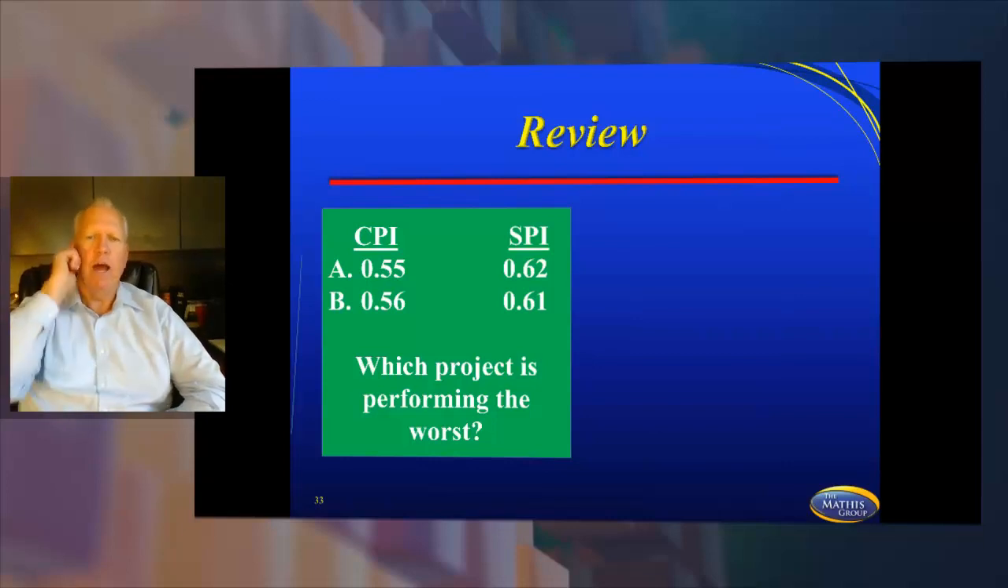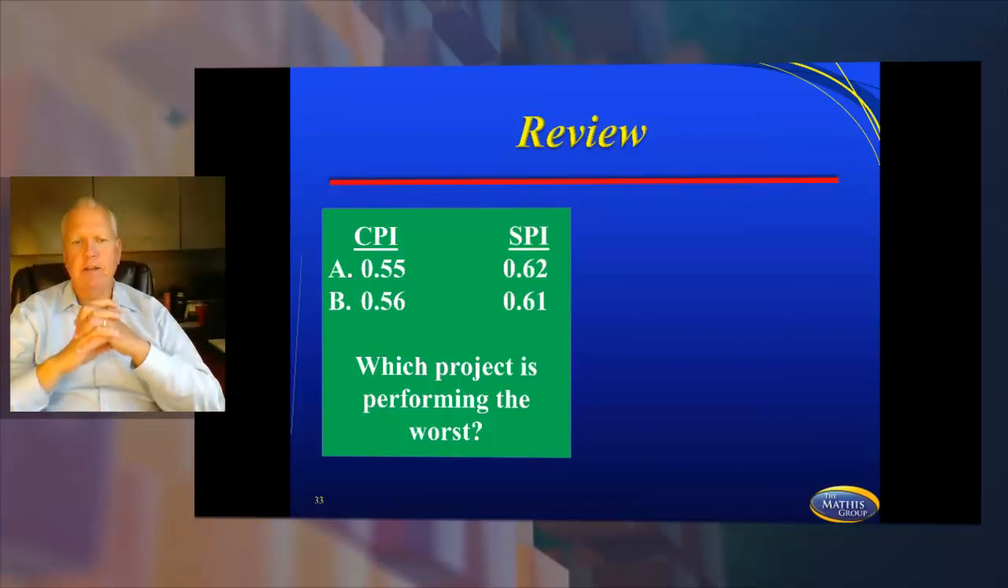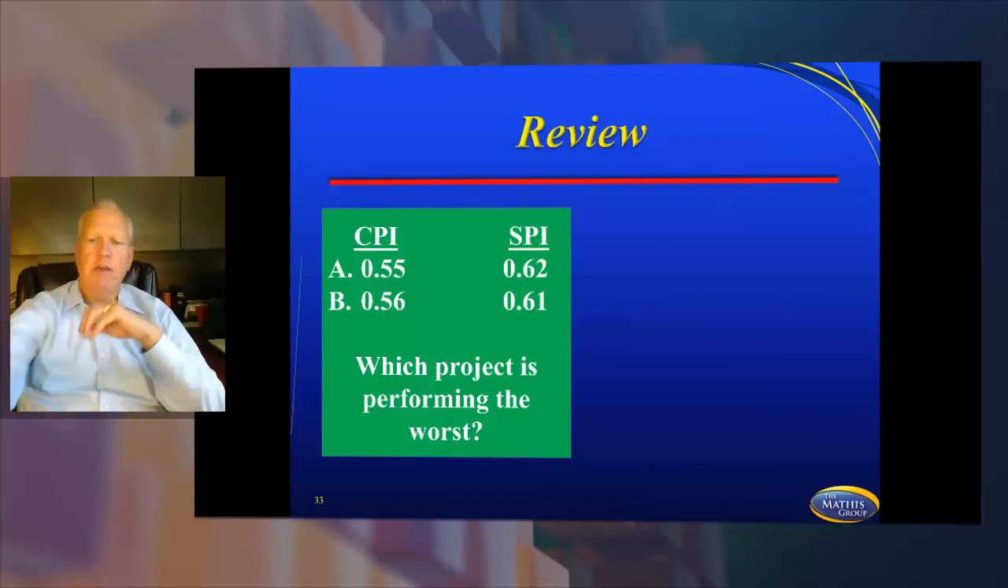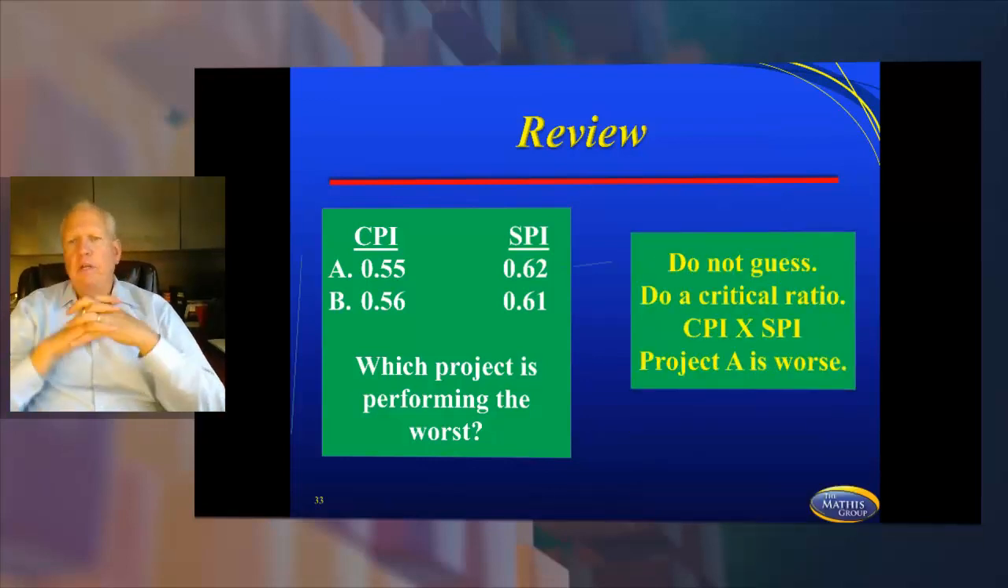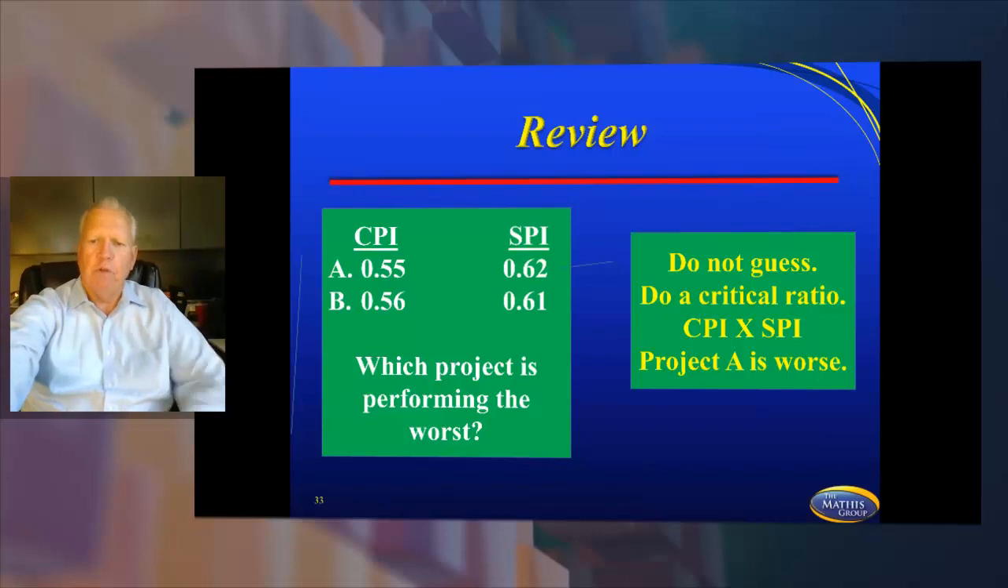So with this, I want you to take your calculator and calculate which project is performing the worst. So grab your calculator and do that. CPI times SPI, it's called critical ratio. Okay, you have your answer. So you don't have to guess, it's CPI times SPI. Project A is worse. Now, if we had said which project was performing the best, you would have been answering B. So that's the only trick that they really pull on you with this type of thing.